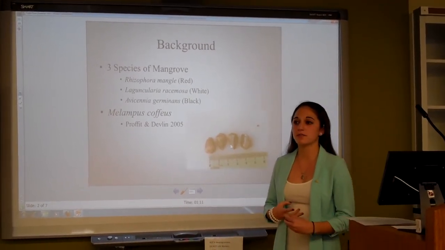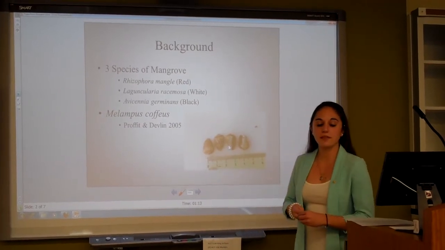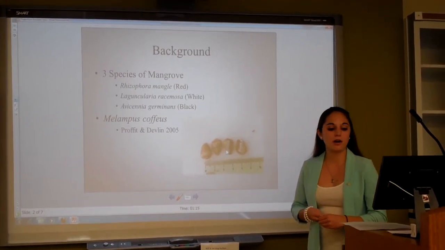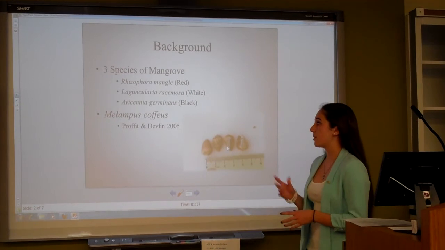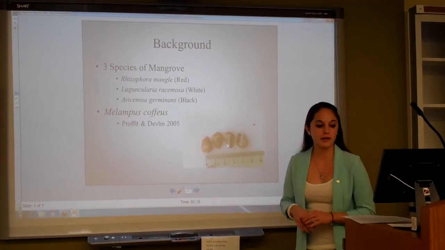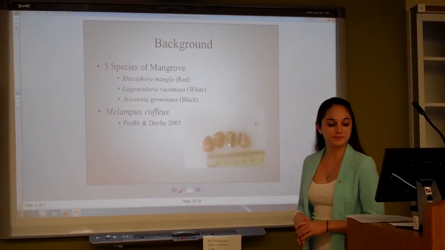In Florida, mangroves dominate the coastline, and the three most commonly found are the species Rhizophora, commonly known as the red, Laguncularia, the white, and Avicennia, the black.